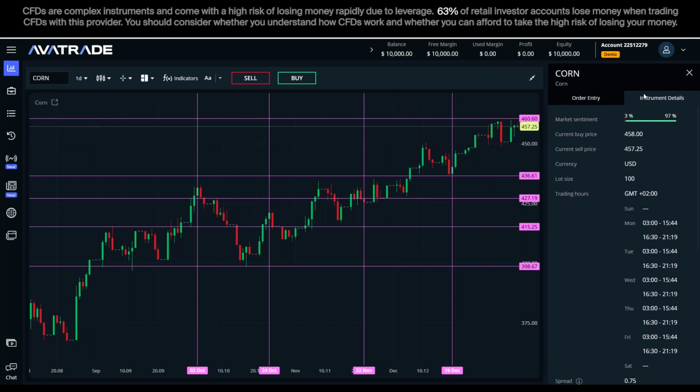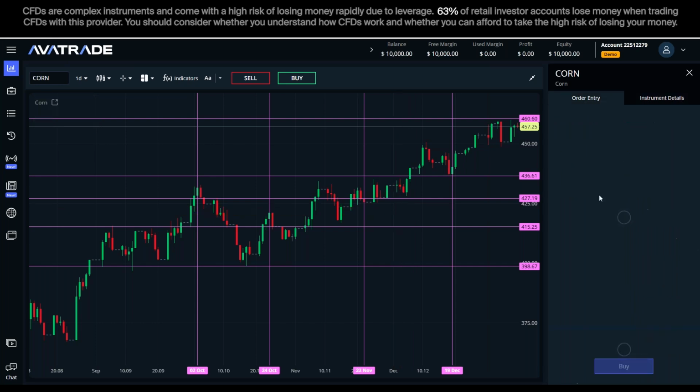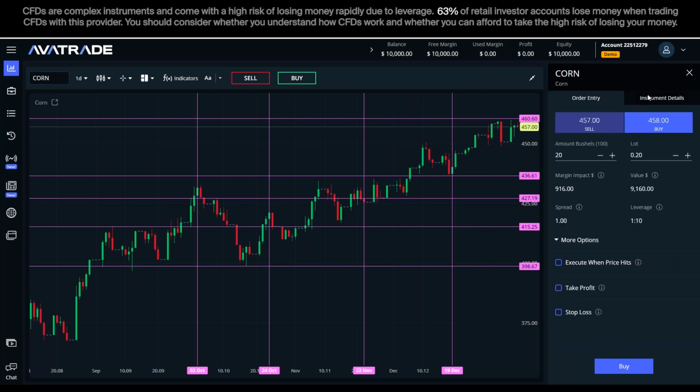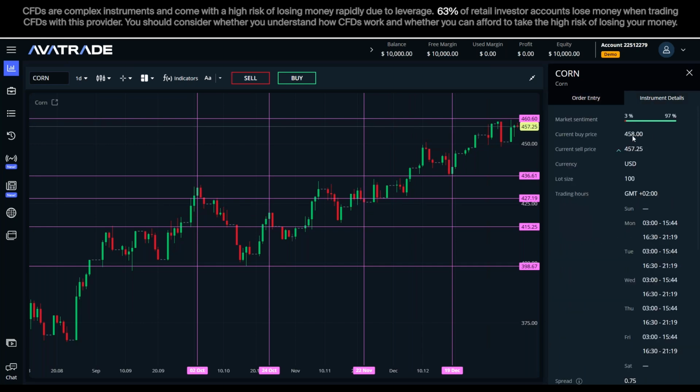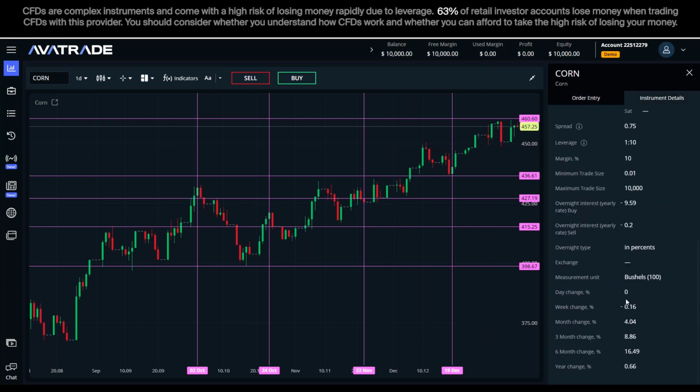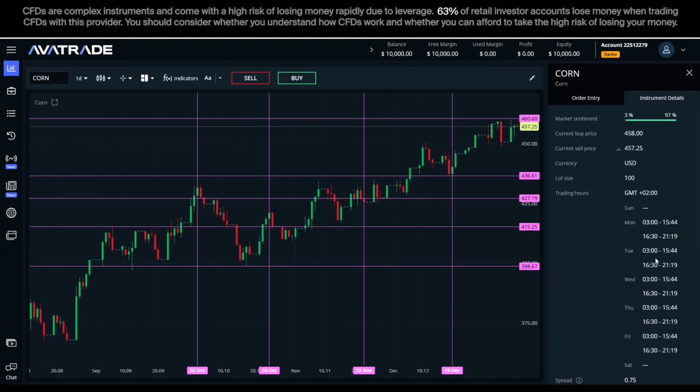But at the moment, what I wanted to show you is the second tab. Okay, we have the order entry, which we were in at the beginning. And in here, we can find all the necessary information for the instrument: the spread, the leverage, the margin. Those things are written outside as well, but it's here if you want. And in here, you have the overnight fees. Also, the times that the market is open.